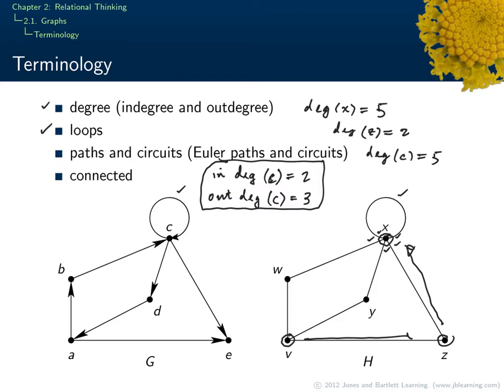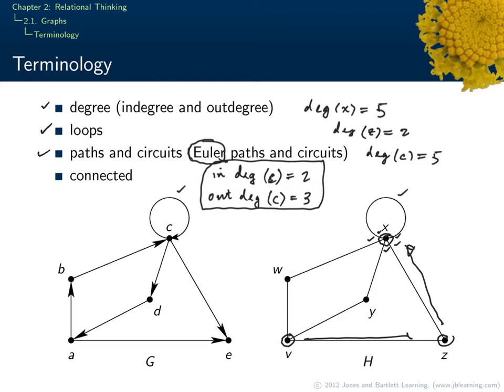So a path becomes a circuit if you start and end at the same place. Now an Euler path, remember the Königsberg problem, an Euler path is a path that uses every edge exactly once, whereas an Euler circuit is a circuit that uses every edge exactly once.